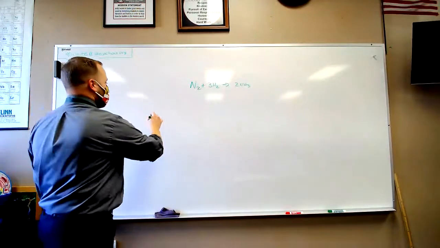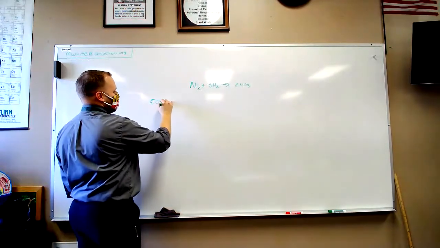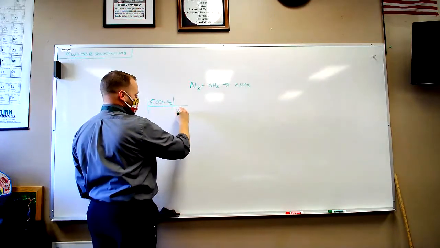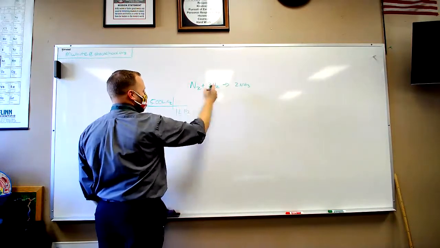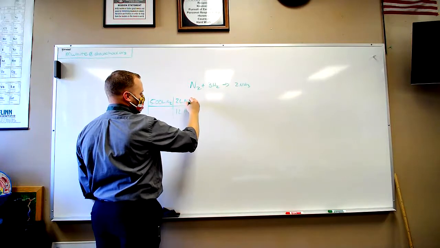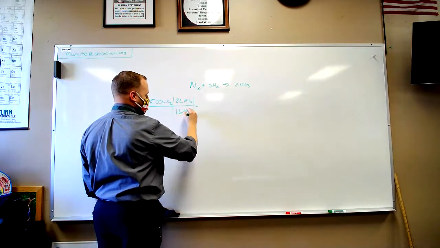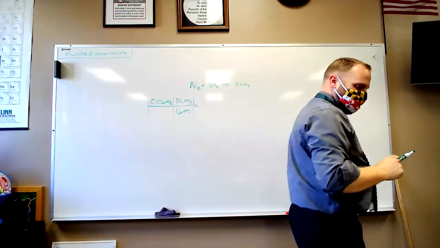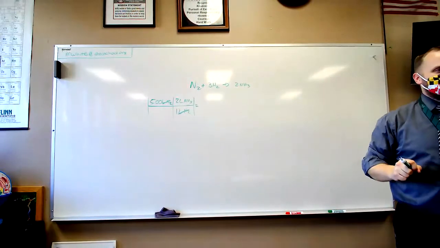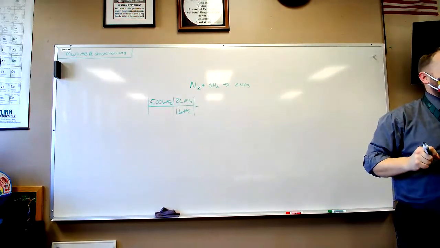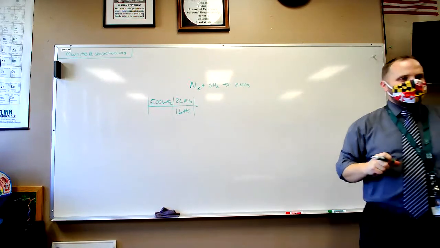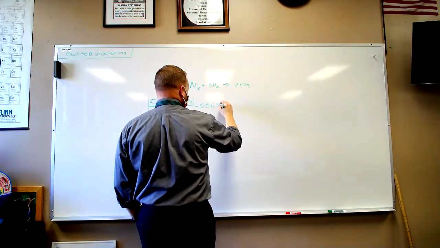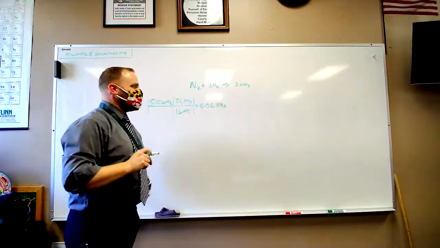Okay. So if we have 5 liters of nitrogen, and for every 1 liter of nitrogen, we're going to create 2 liters of ammonia. How many liters of ammonia are we going to create? Can you do that math in your head? 5 times 2. Take a minute. Figure it out. It's 10. Okay. So you have 10 liters of ammonia.